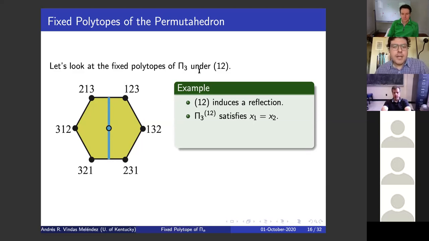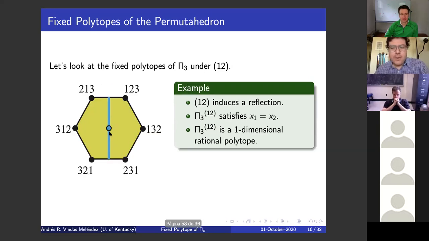So the reflection is on the hyperplane x1 is equal to x2. And so the fixed polytope, pi 3, 1, 2, is a one-dimensional rational polytope. So in this case, it's this line segment. And what are its vertices? Well, I shouldn't do arithmetic by hand, but it's 3 halves, 3 halves, 3, right? And then here also 3 halves, 3 halves, 1. So those are the vertices. And it contains this interior point, okay?